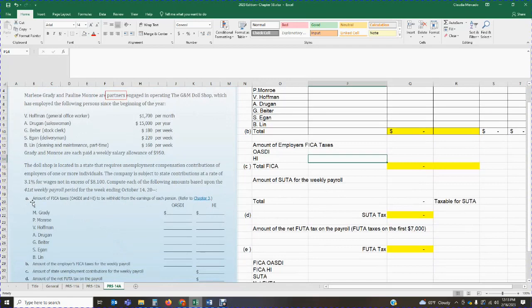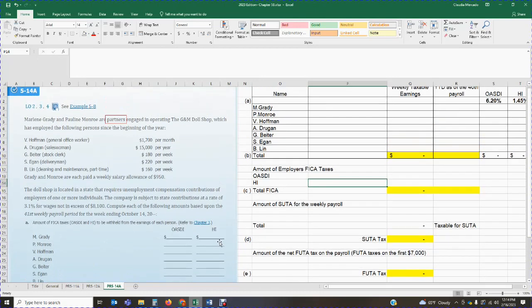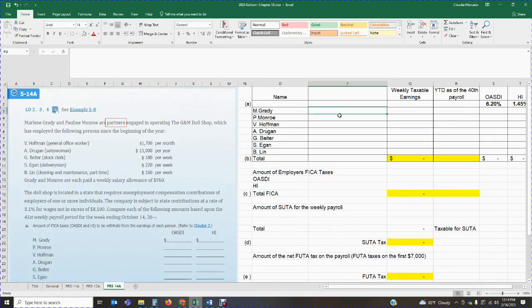Now, letter A. What is the amount of FICA taxes, both OASDI and HI, to be withheld from the earnings of each person? Refer to Chapter 3. And then we have the list of Grady, Monroe, Hoffman, Drugan, Beater, Egan, and Lynn. And we have to calculate the OASDI and the HI tax. Now, before we even get to that, we need to be able to classify, are these employees subject to our FICA taxes? Now, let's start off with Grady and Monroe.